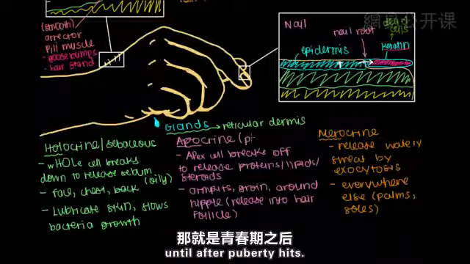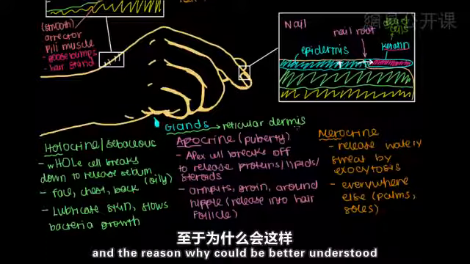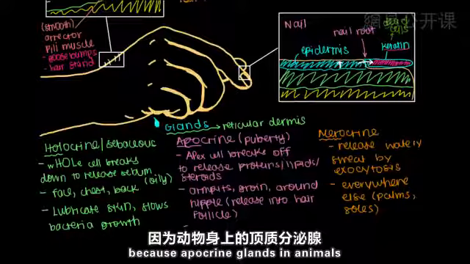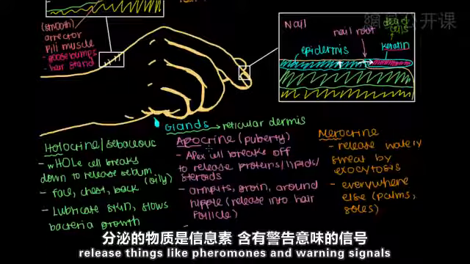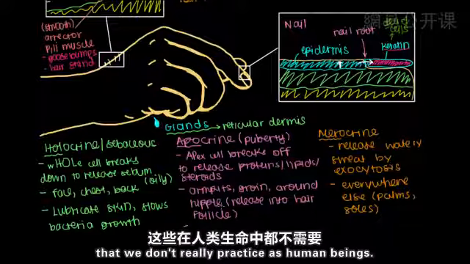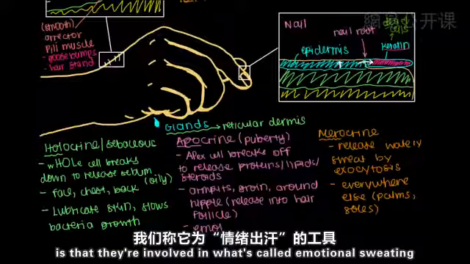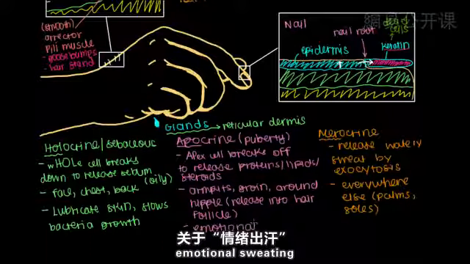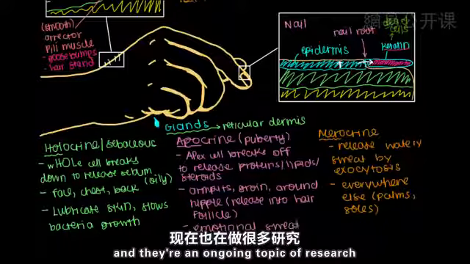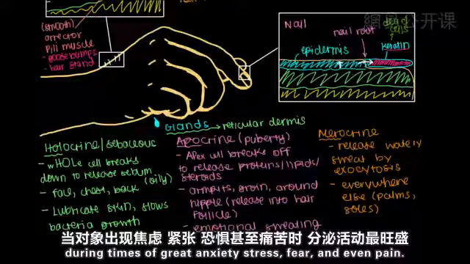Now for apocrine glands, the interesting thing about them is that they don't even really begin to release secretions until after puberty hits. The reason why could be better understood when we talk about animals, because apocrine glands in animals release things like pheromones and warning signals and even territorial marking signs that we don't really practice as human beings. So the interesting thing about apocrine glands is that they're involved in what's called emotional sweating, and they're an ongoing topic of research. Emotional sweating, meaning that these glands are most active during times of great anxiety, stress, fear, and even pain.